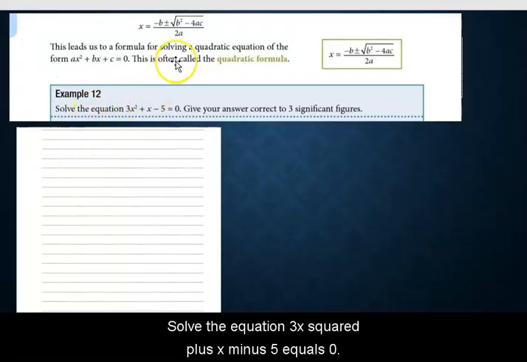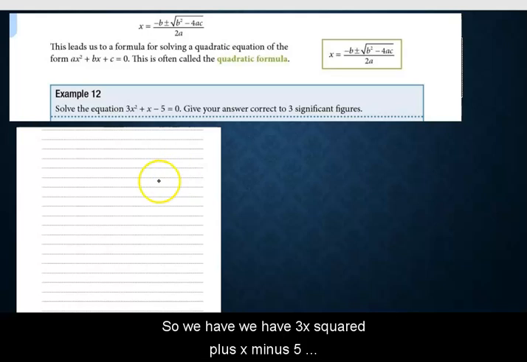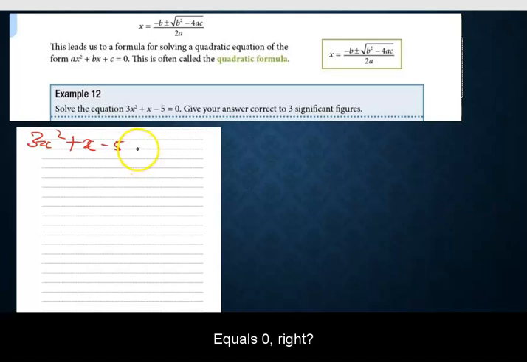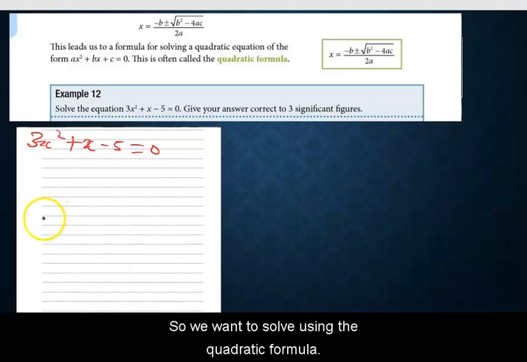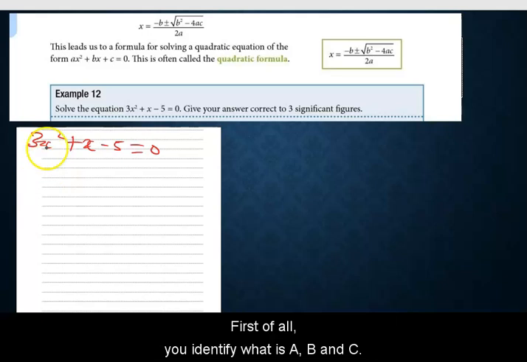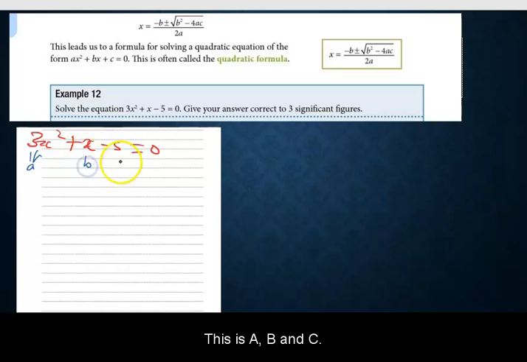Solve the equation 3x squared plus x minus 5 equals 0. So we have 3x squared plus x minus 5 equals 0, right? So we want to solve using the quadratic formula. First of all, you identify what A, B, and C are. So our A is 3, B is 1, right? And our C is -5.